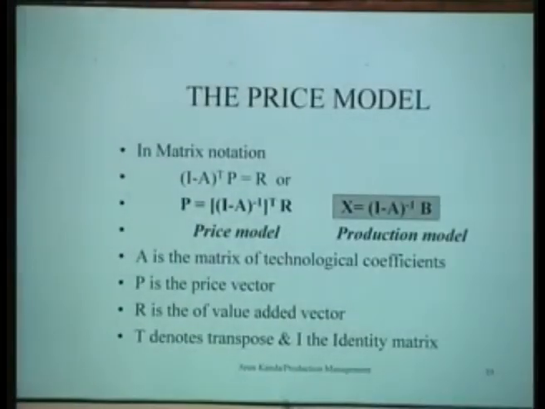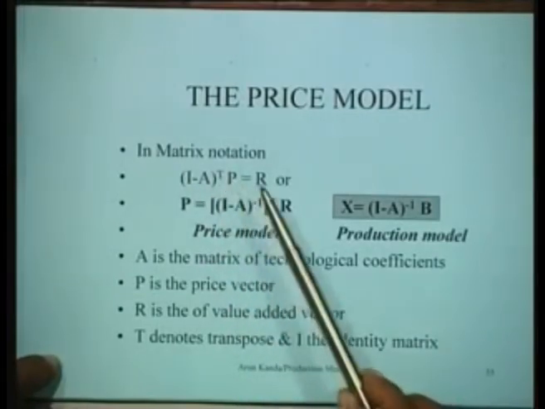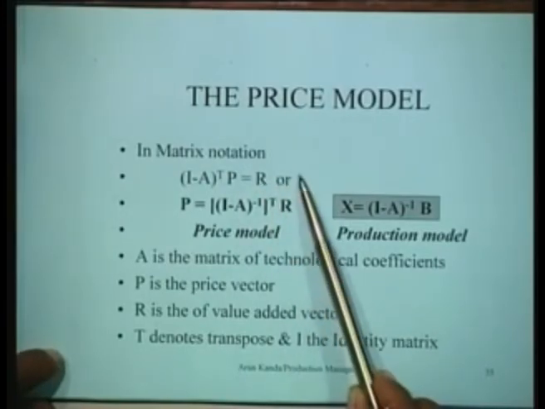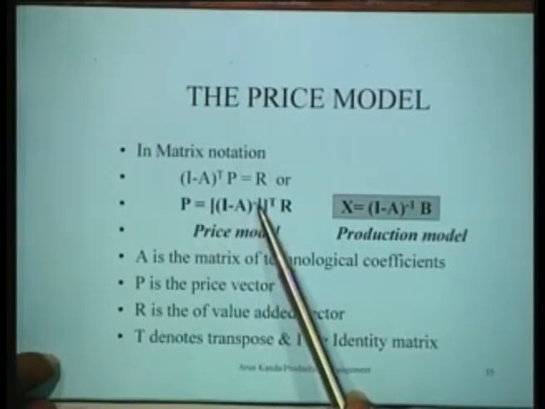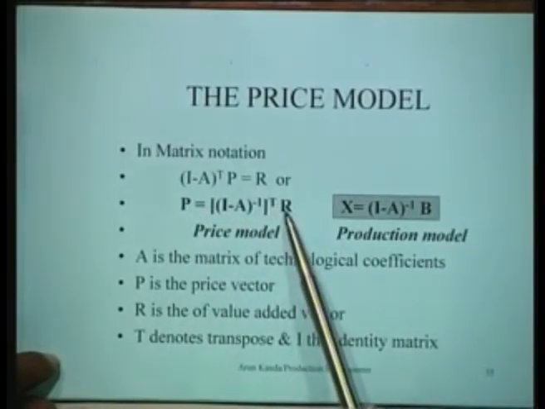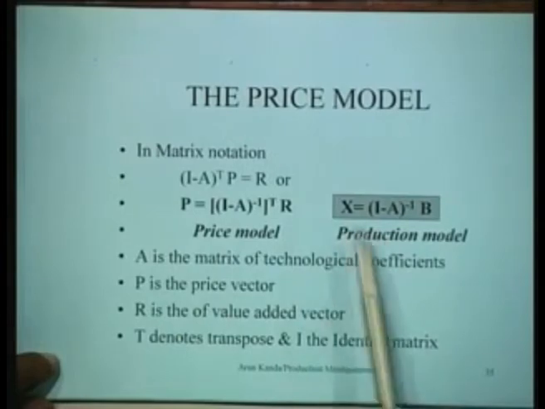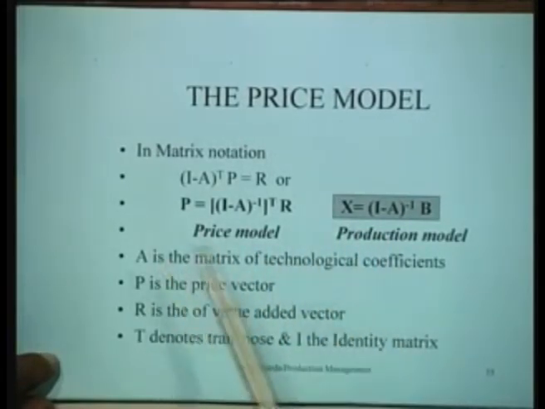And what happens is, if you write them in matrix notation, you get (I minus A) transpose into P is equal to R. That is what this equation basically leads to, and therefore P can be written as (I minus A) inverse transpose multiplied with R. This is the value added, and this is the price model. So, together the price model and the production model constitute the basic Leontief structure.